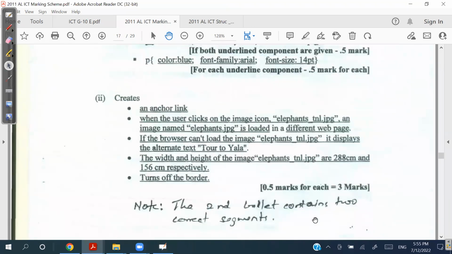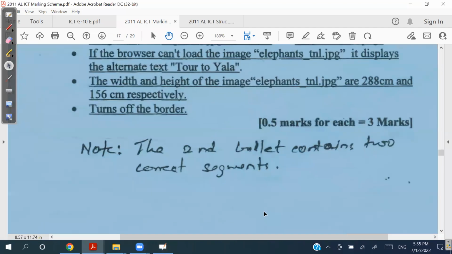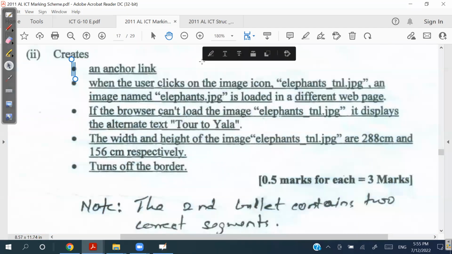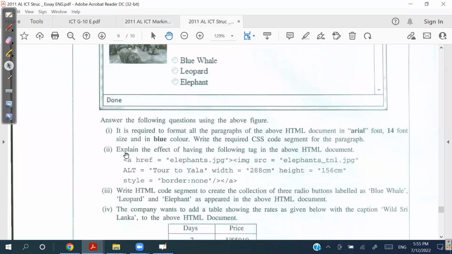Right. This should be explained properly, right? So I think in the HTML, once we are done with the HTML lesson, we have done this as well, but it's better you take into your consideration whether you have done it clearly or not. So what they're asking is to explain the effect of having the following tag in the above HTML document. Right, so then they have given a href something over here.